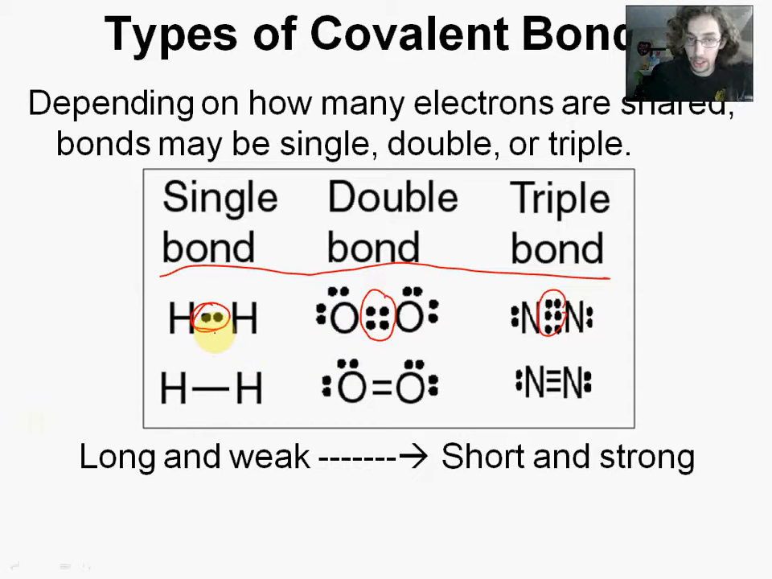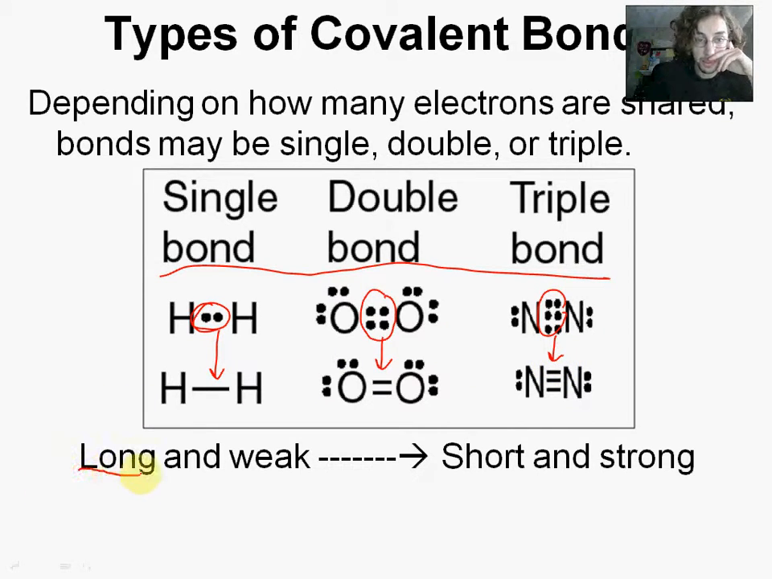Now, when we have all these unshared electrons and shared electrons, things get a little bit confusing, so we generally show those shared electrons as a line. Each line represents 2 electrons. So if I have 4 electrons, that's going to be 2 lines. In other words, for nitrogen, 3 pairs of electrons means 3 lines.